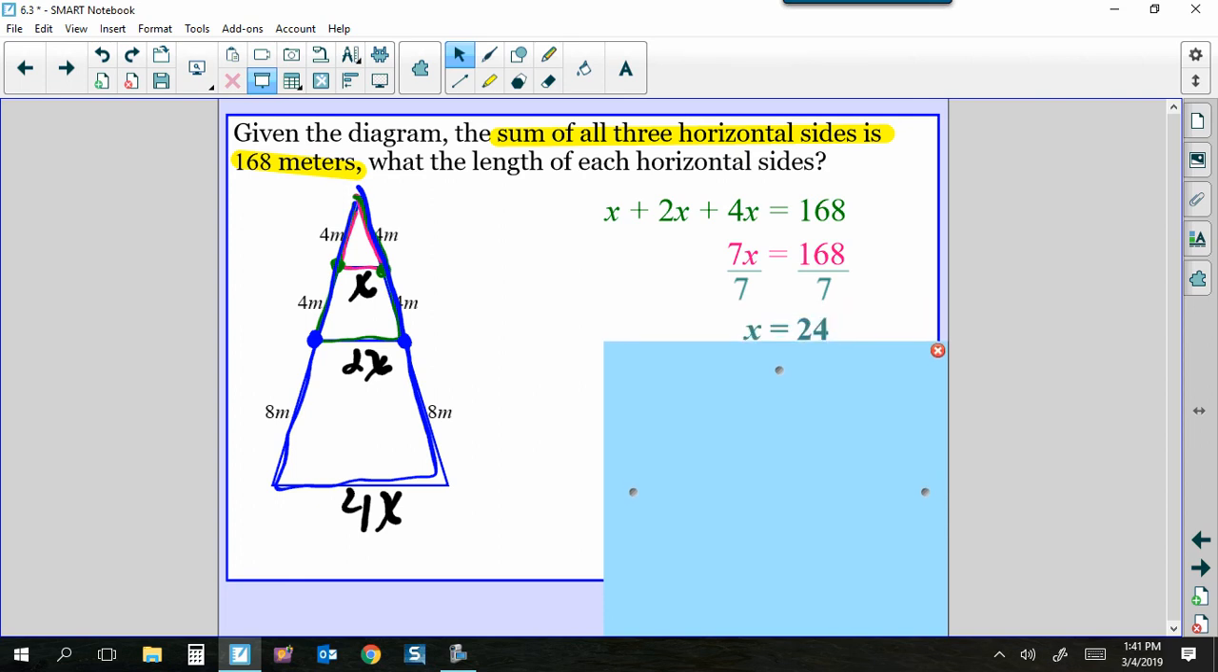Now the question is asking us to find the length of each horizontal side. Well, if I know that top horizontal line is just x, then it must be 24. If the x is 24, well, times 2 would give me 48. And down here, if x is 24, well, 4 times that would give me 96.